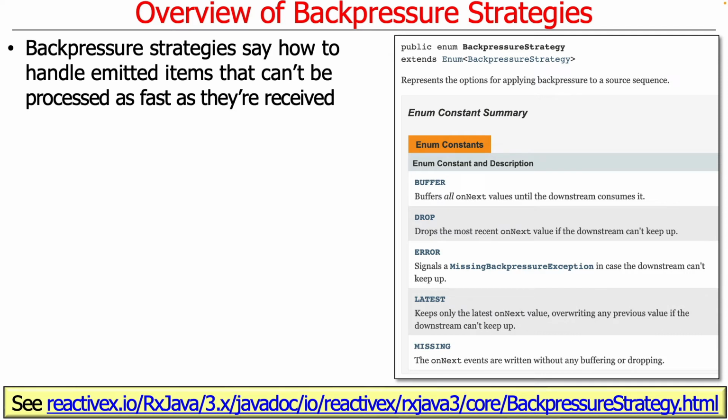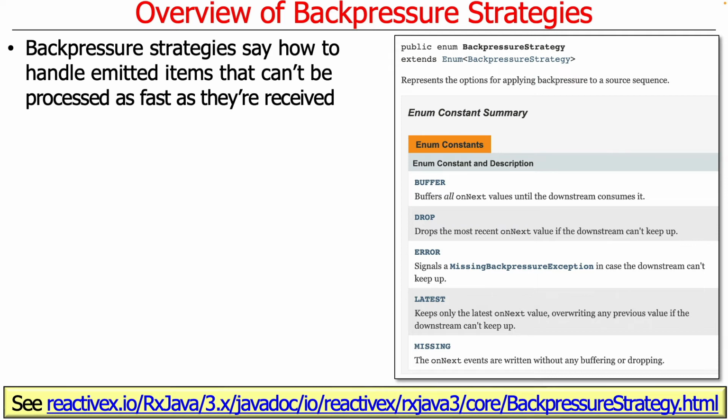And again, there are these 5 different constants that make up the strategy enumeration. Buffer buffers all the values until the downstream consumes them. That's desirable, except that you could run out of memory if there are lots and lots of values. Drop drops the most recent value if the downstream can't keep up. Error will send a missing back pressure exception if the downstream can't keep up. In other words, if the subscriber can't keep up with the rate at which the publisher is generating the data.